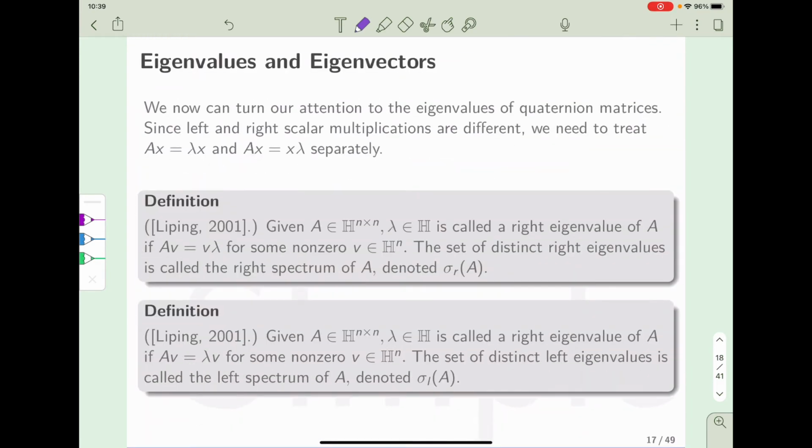And next, let's turn our attention to eigenvalues and eigenvectors. Since quaternions are non-commutative, we need to distinguish left eigenvalues from right eigenvalues. In the definition below, an eigenvalue is a left eigenvalue if it appears on the left side of the vector, and similarly, it is a right eigenvalue if it is multiplied on the right side.